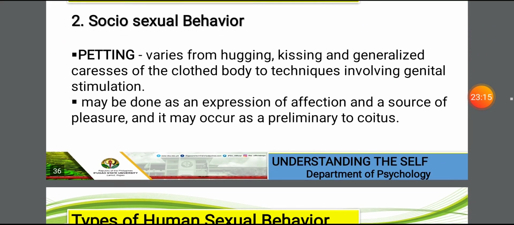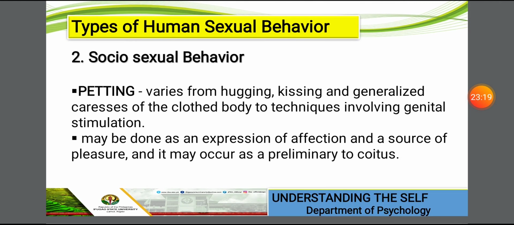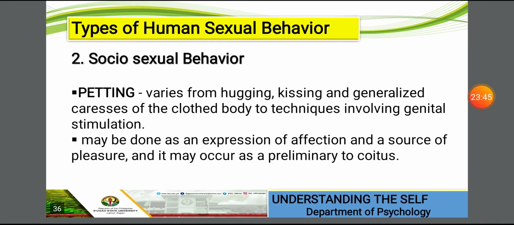So, under social sexual behavior, we have petting. This varies from hugging, kissing, and generalized caresses of the clothed body to techniques involving genital stimulation. Okay, that's self-explanatory. And this could be done as an expression of affection and a source of pleasure, and it may occur as a preliminary to coitus. When we say coitus, that is already the intercourse. So petting could be considered as a foreplay.